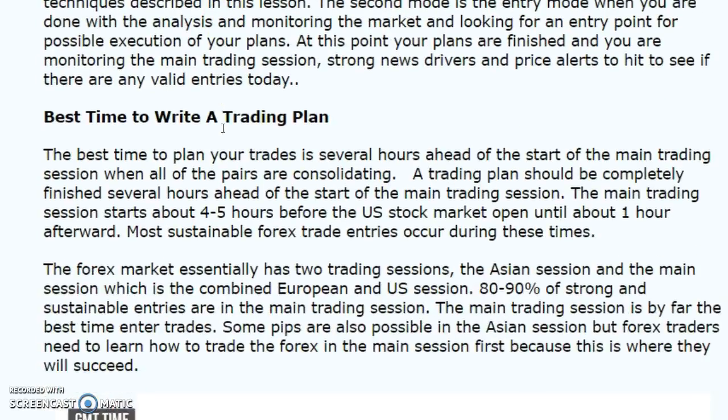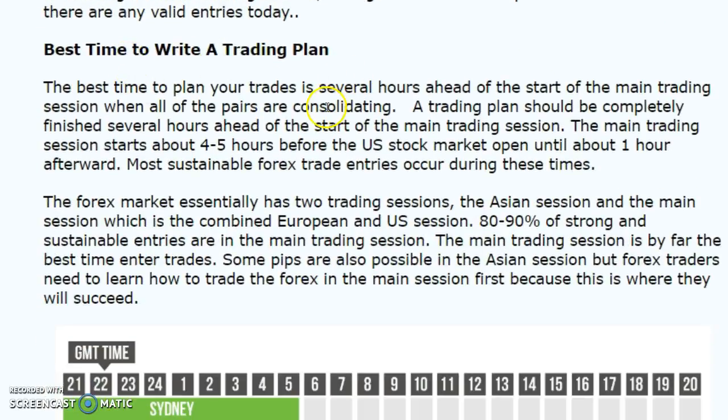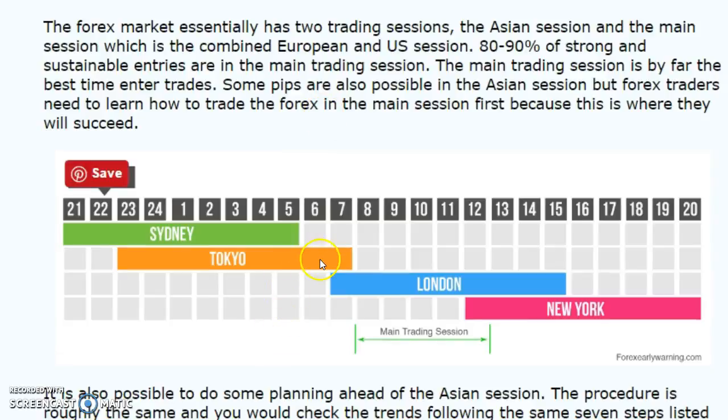Okay. What's the best time to write a trading plan? Well, the main trading session, your London US session here, this is your main trading session right in here. And so ahead of the main session, you should start writing trading plans to see what trends are going to be available and coming to you in the main sessions.